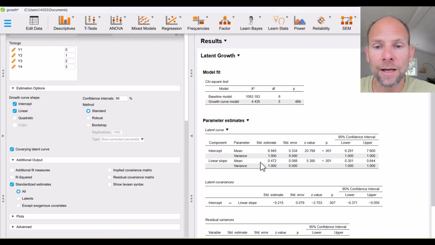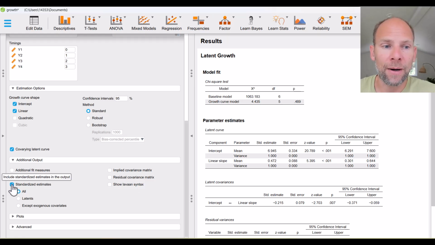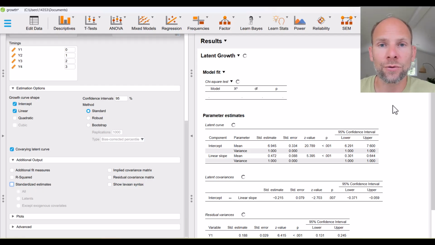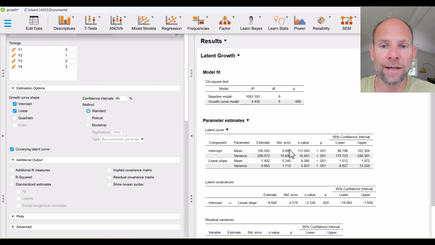You can see now also these estimates here change to standardized. So you have to be careful because for those you typically want the unstandardized estimates. So you can always go back by unchecking that box here on the left hand side. Then we're going back to unstandardized parameter estimates here, and then also you get your covariance back.